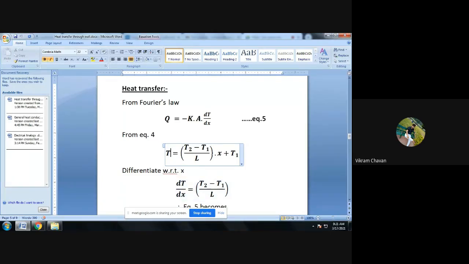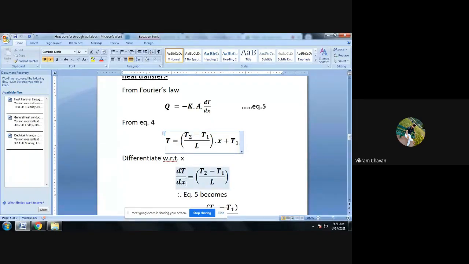Here T2 is a constant, T1 is a constant, and L is a constant, so these constants will not be differentiated; the only variable is x. So differentiation of x with respect to x will be equal to 1. And T1 is once again a constant, so differentiation of T1 will become 0. So we will get the differentiation of equation number 4: dT divided by dx is equal to (T2 minus T1) divided by L.